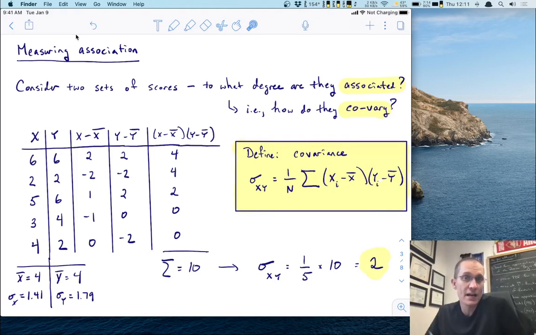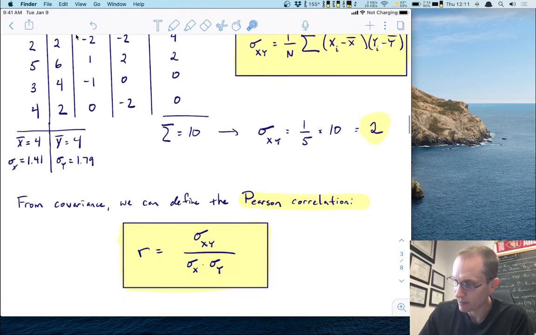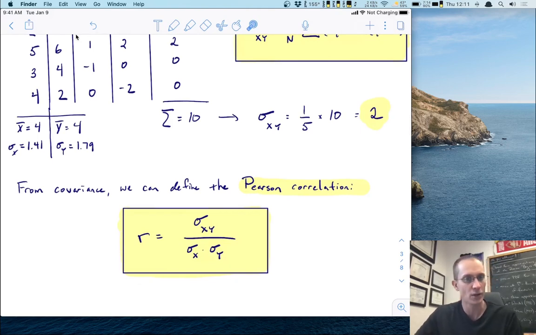Okay. So this tells us a little bit about how they covary. But there's a much more common way of indexing how they covary, and that's to take this covariance and scale it. Just like we took variance and scaled it, we're going to take covariance and scale it to something that's a bit more interpretable across multiple sets. And that concept is called the Pearson correlation.